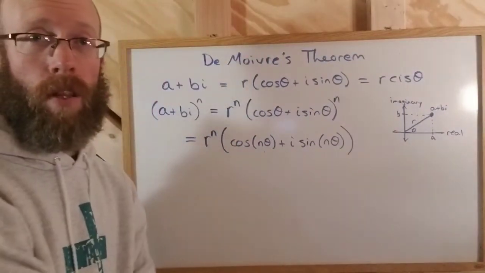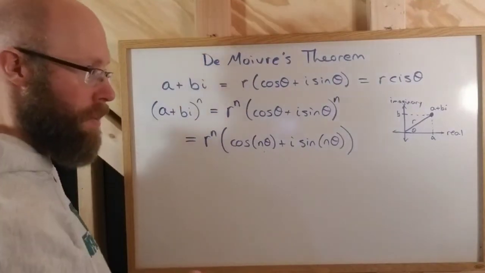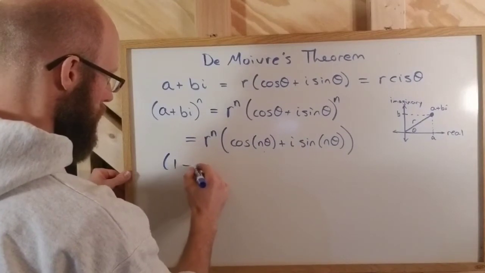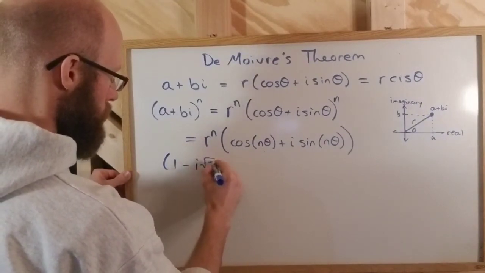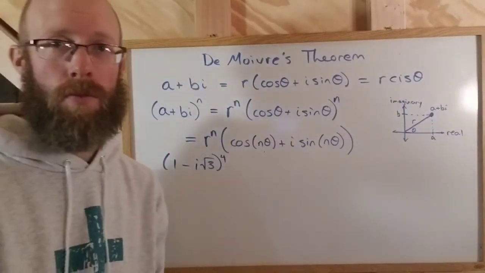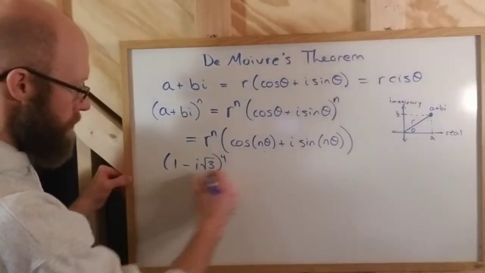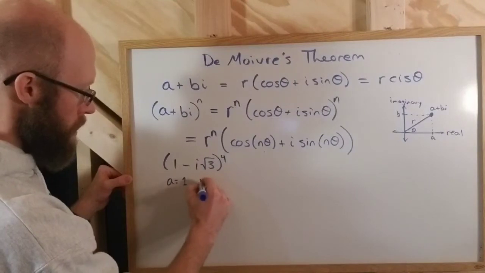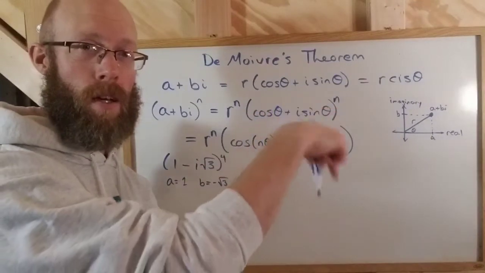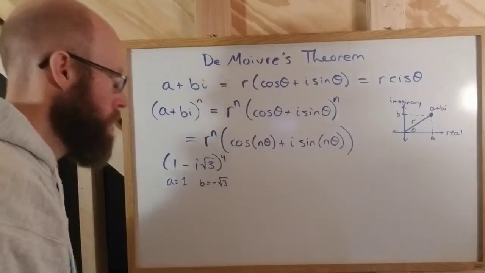And some of these will work out a little bit nicer. So something like, I don't know, maybe 1 minus i root 3, and raise that to the 4th power, for instance. 1 minus i root 3. Well, that means the a value is 1, the b value is negative root 3. That's going to be in the 4th quadrant, right? 1, negative root 3. So that's a 4th quadrant angle.